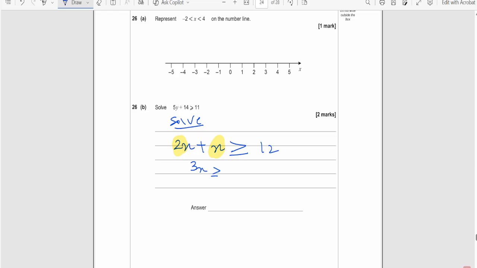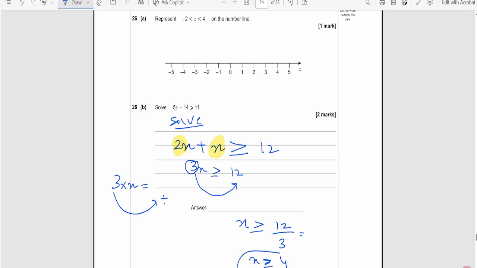Which is greater than or equal to 12, right? Now if you bring this 3 to the other side, it is in multiplication, so on the other side of the equal sign it becomes division. So x is greater than or equal to 12 divided by 3, which is 4. So x is greater than or equal to 4. That means 4, 5, 6, all these values are included.